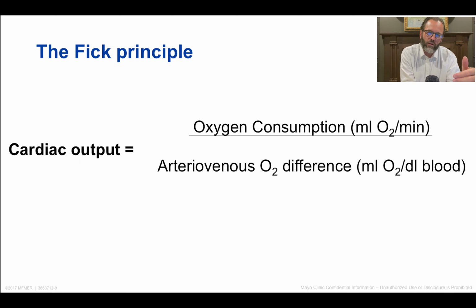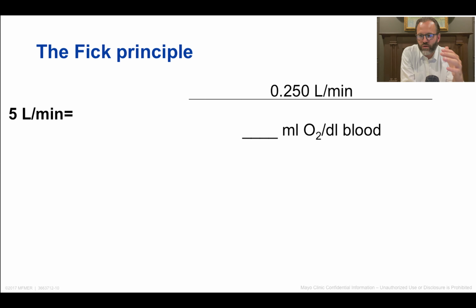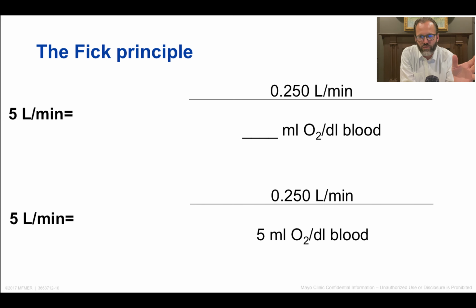And so when we return now to our Fick principle, we can start to plug some numbers into this. If we've got roughly 5 liters per minute cardiac output and roughly 250 mils per minute, or 0.250 liters per minute, of oxygen consumption, we can solve for the arteriovenous oxygen difference, which ends up being about 5 milliliters of oxygen per deciliter of blood. So again, that's arterial minus venous, so 20 minus 5 leaves us with about 15 mils of oxygen per deciliter of blood in the mixed venous blood.